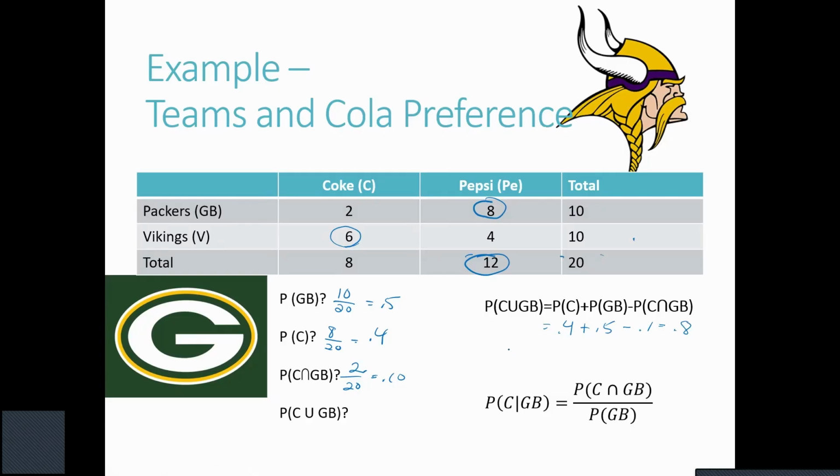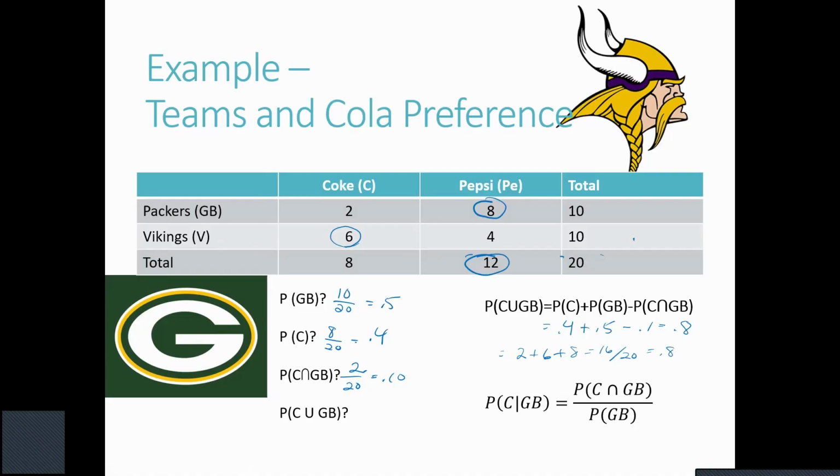And if we added those up only once, that would be 2 plus 6 plus 8 equals 16 divided by 20 equals 0.8. We could do it that way too. Notice that we only counted those 2 one time.